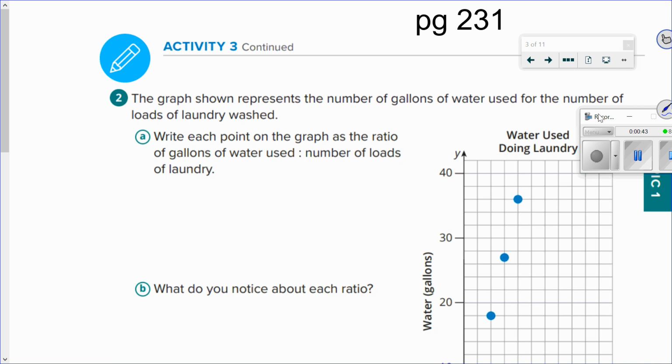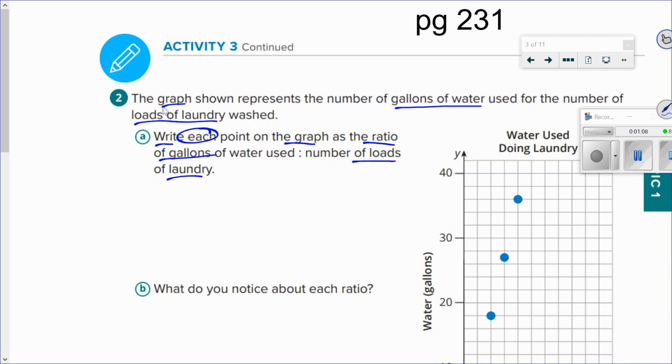Okay. So I'm going to run through this just for the recording because all the other classes need to do this one. But since you guys already did it, we're just going to go through it right now. Okay, the graph represents the number of gallons of water used for the number of loads of laundry washed. Write each point on the graph as the ratio of gallons of water used to the number of loads of laundry. So I've really enjoyed our new curriculum.